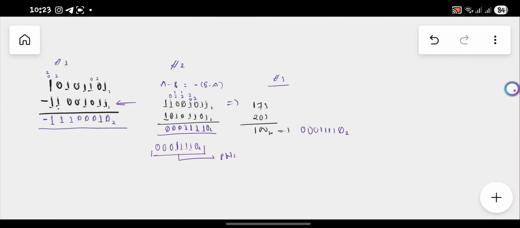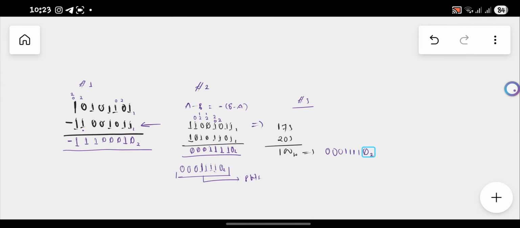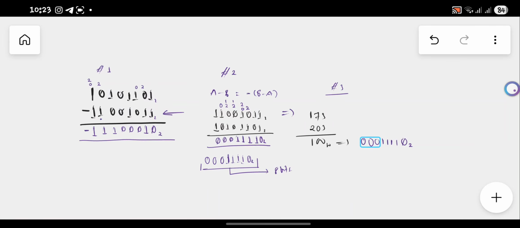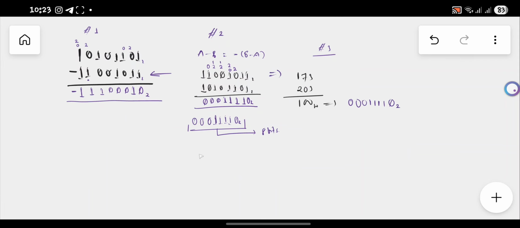Please, do you understand? So I will talk more about the first solution soon, but it's correct, it's not wrong. So because we know that we inverted it, we can say that that is equal to negative of what? 0 0 0 1 1 1 1 0 base 2. Please, do you understand? Okay, thank you very much.